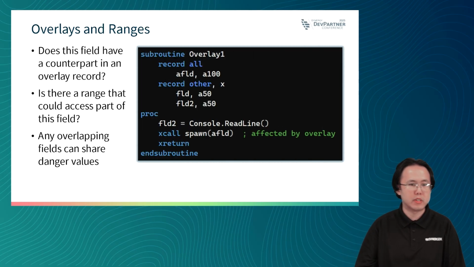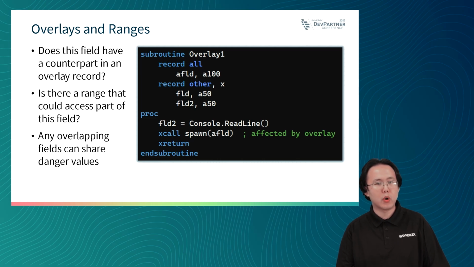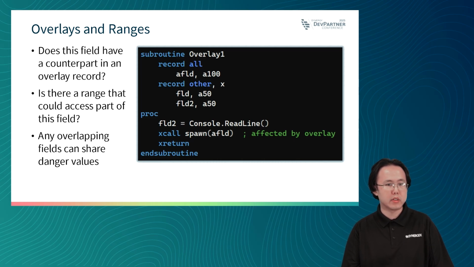Another complication in Synergy, we have overlays, ranges, and essentially field position indicators. So here in this example subroutine, we have a record called all and another record called other, but other is overlaid on all because of the comma x. So when we do console.readline and store it into field 2, then what happens to the other record is that the second half of the record is essentially changed to whatever the user wants.